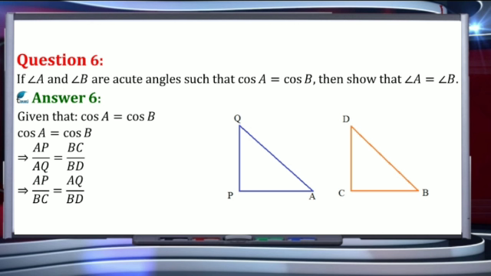So here we are considering two triangles APQ and BCD. So here, since cos A is equal to cos B, this implies AP upon AQ is equal to BC upon BD. That is, base upon hypotenuse is equal to the base upon hypotenuse of the other triangle. So here, this implies AP upon BC is equal to AQ upon BD. We have just cross multiplied the values.